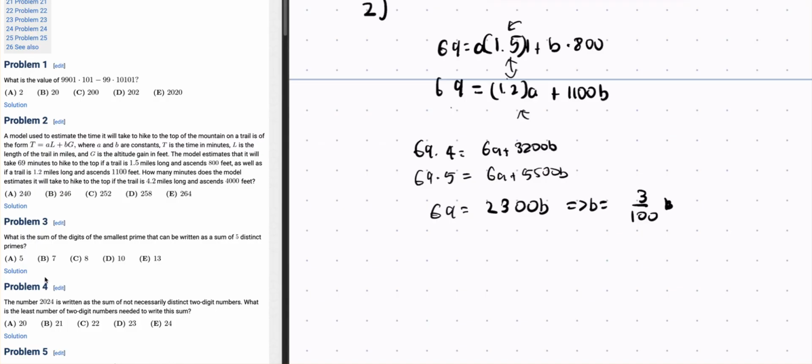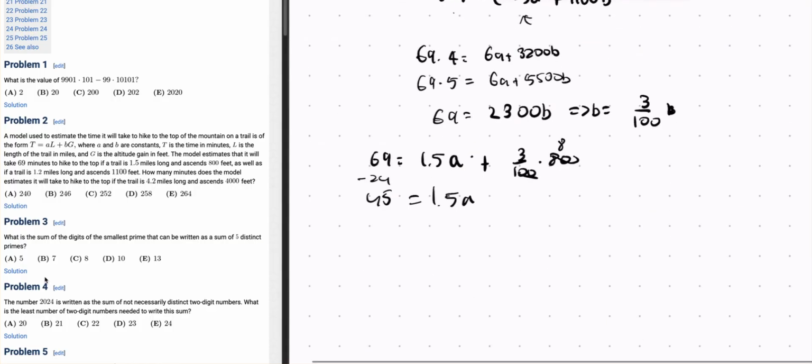And therefore, we can find A now. 69 is equal to 1.5A plus 3 over 100 times 800. That's 24, so that's going to give us 69 minus 24, 45 is equal to 1.5A. If we divide 45 by 1.5, that gives us 450 over 15, which is equal to 30.